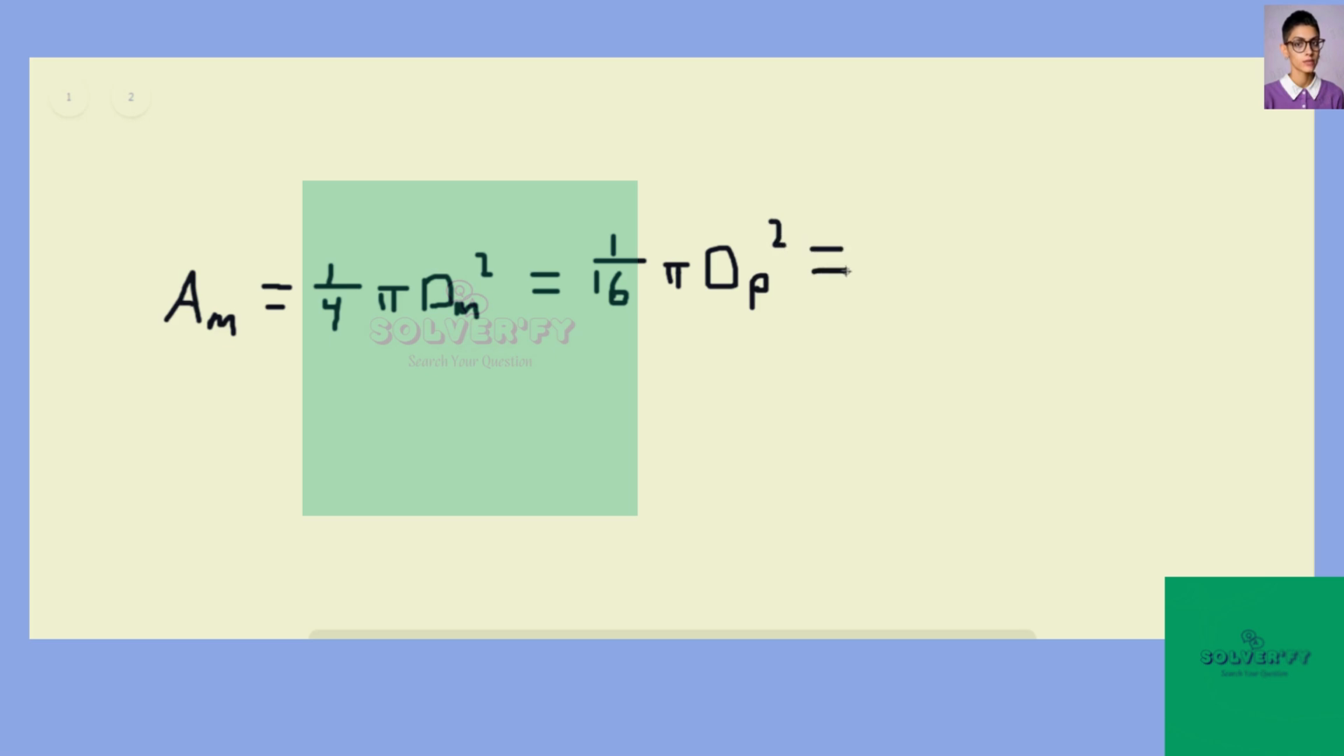Plugging that value into this expression, we find that this is equal to 4.0 times 10 to the minus 6 meters squared. We can box that in as our solution to the question.